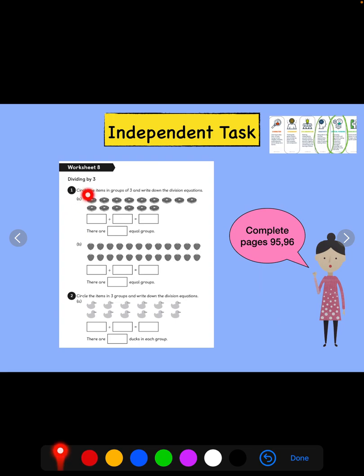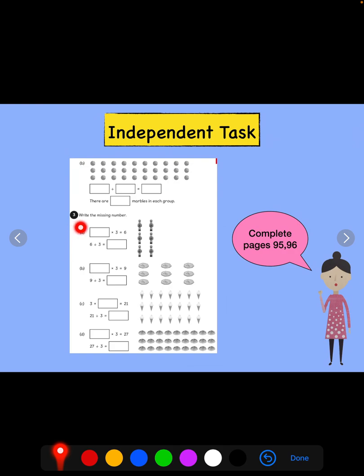Independent task. Circle the items in groups of 3 and write down the division equations. Let's do the first one together. Here's one group of 3 donuts. Here's 2 groups, 3 groups, 4 groups, and 5 groups. In each group there are 3 donuts. There are 15 donuts altogether, so that means I'm dividing 15 by 3. And my answer is 5, because there are 5 groups. 1, 2, 3, 4, 5.